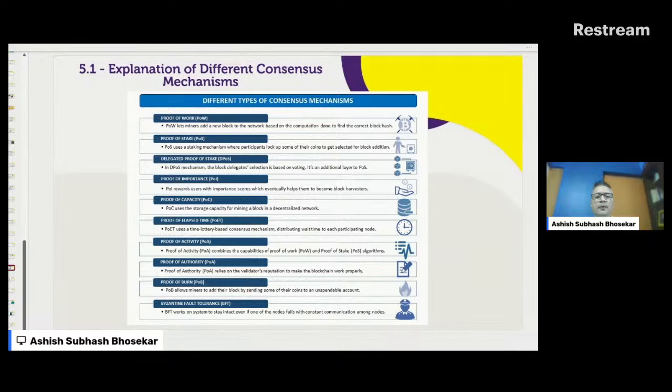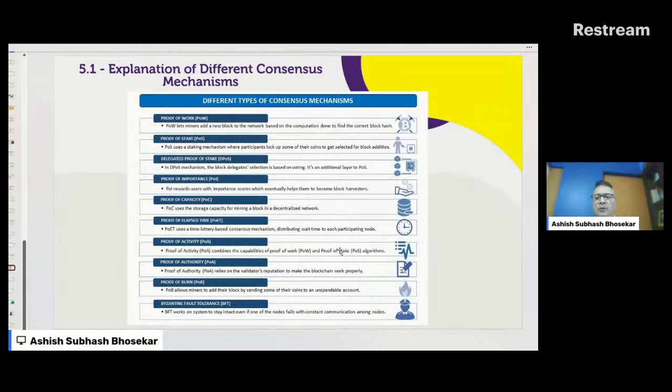So there are a few other types of consensus mechanisms which are mentioned here, which are offshoots of these two. So mainly there are two, that is proof of work and proof of stake. And we can also see that there is something called delegated proof of stake, where the block delegate selection is based on voting. So it is delegated, right? In addition to the proof of stake. So proof of importance, POI, rewards the users with an importance score, which eventually helps them to become the block harvesters.